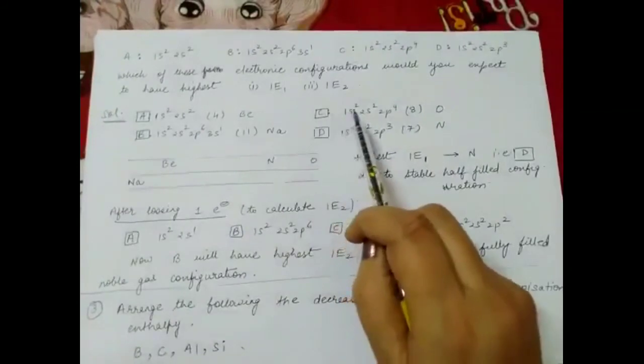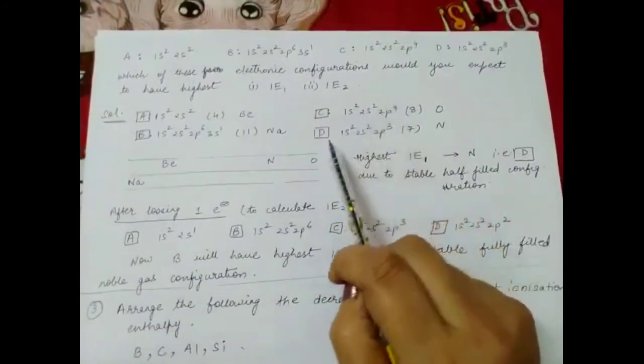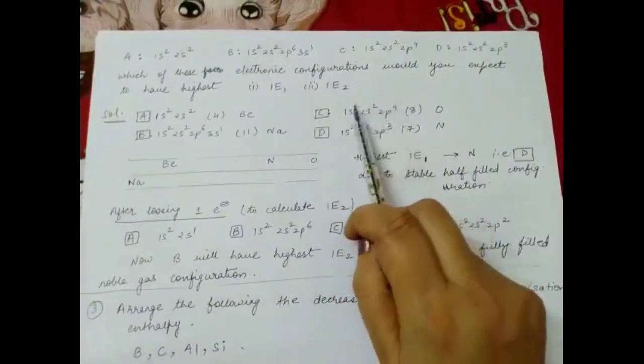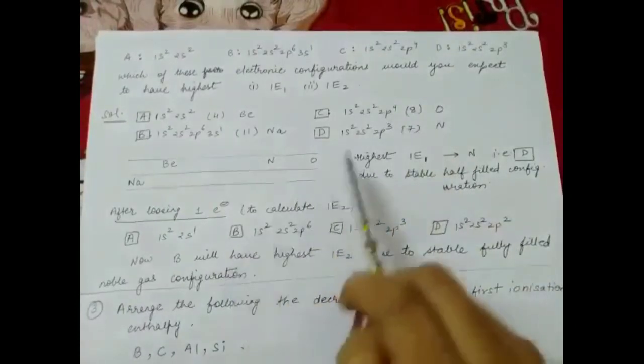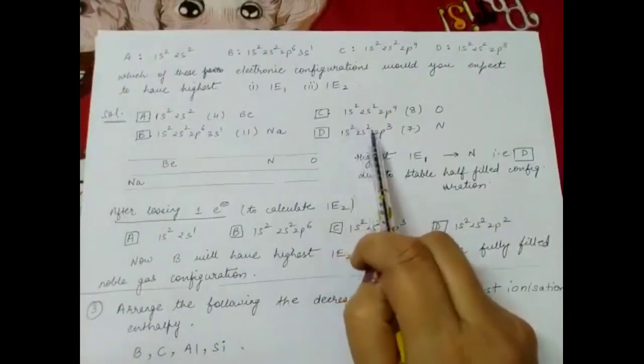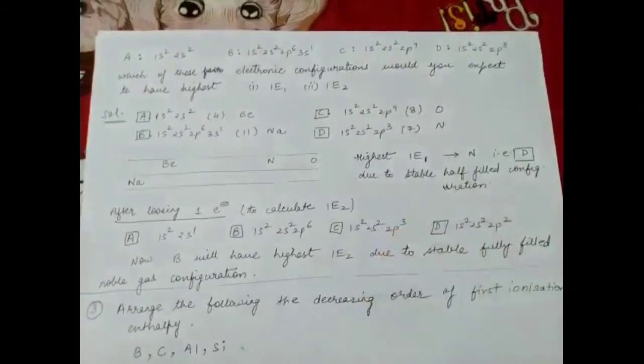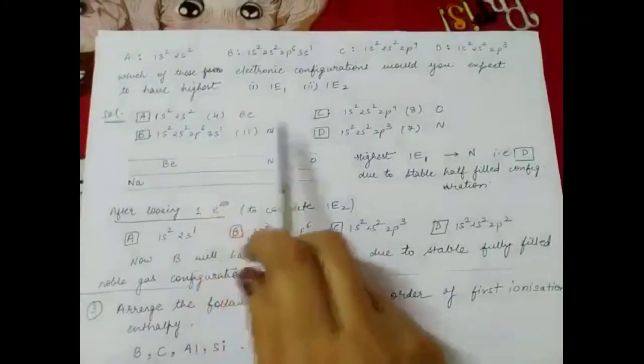The element C is 1s2, 2s2, 2p4. Now count the total number of electrons: 4, 5, 6, 7, 8. It is oxygen. And element D is 1s2, 2s2, 2p3. So it is 7, that is nitrogen. So these are the 4 elements.